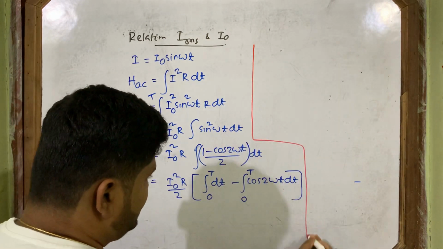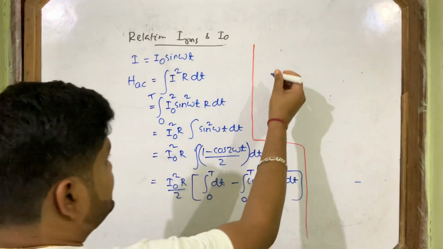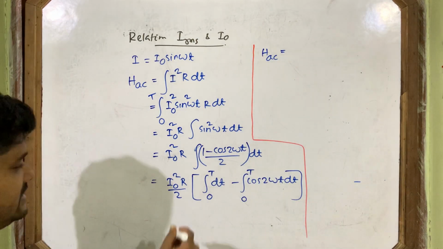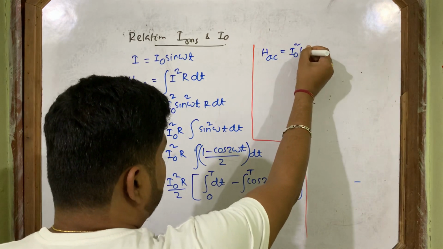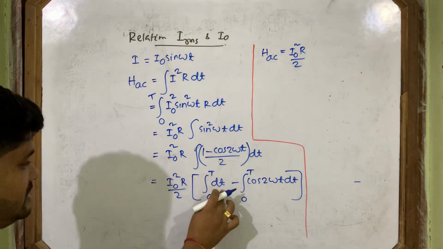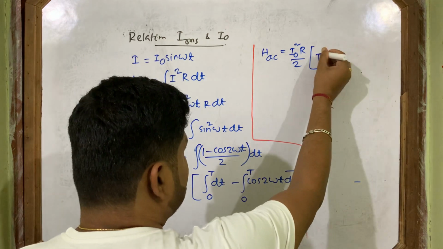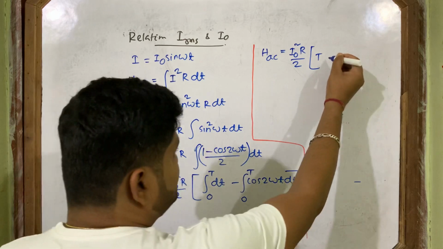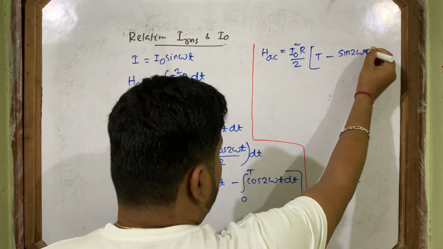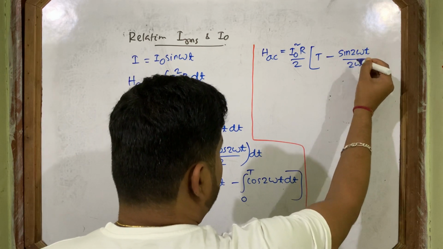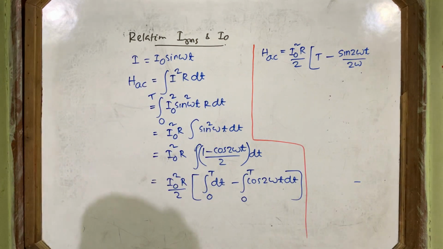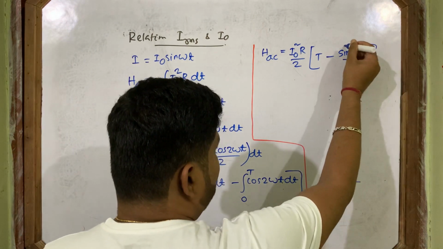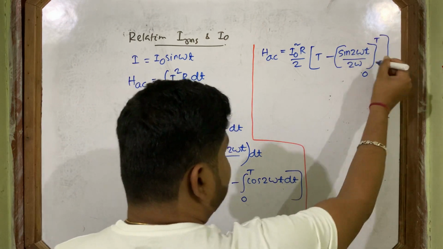So now we'll do the integration. You see, integration here, we are struggling to find HSC. So I naught square R by 2, dt, integration is t. If you put the limits, you get t. Then cos 2 omega t integration is minus sine 2 omega t by 2 omega. Cos theta integration is sine theta. Here we have not put the limits yet, 0 to t.